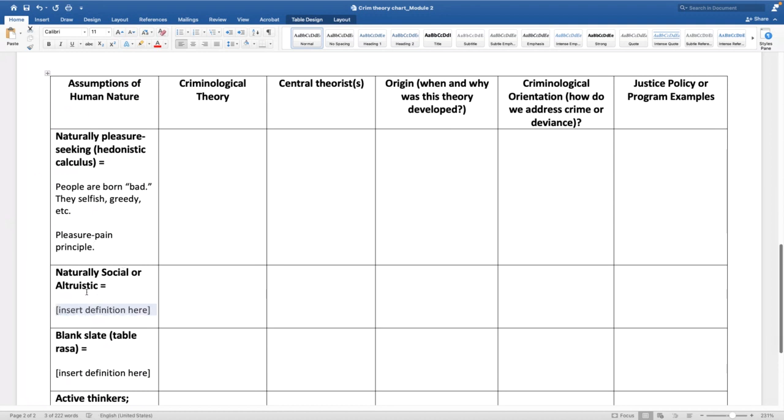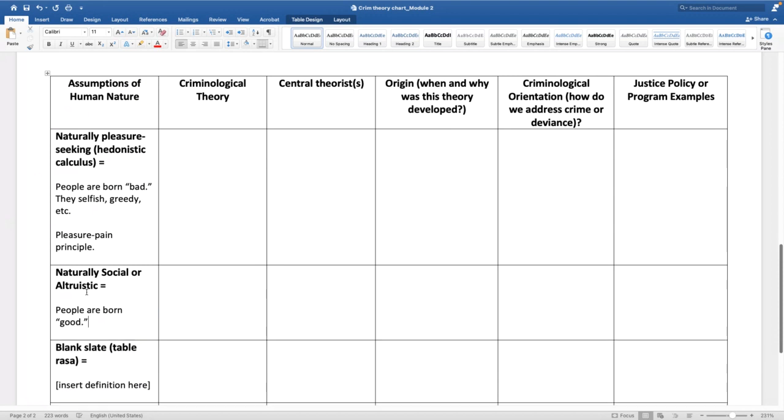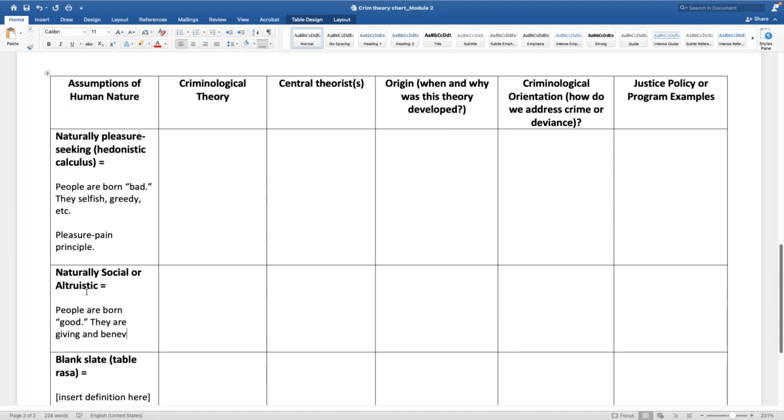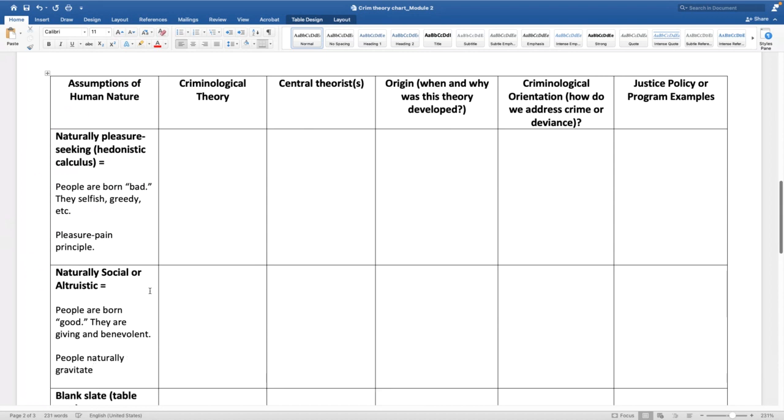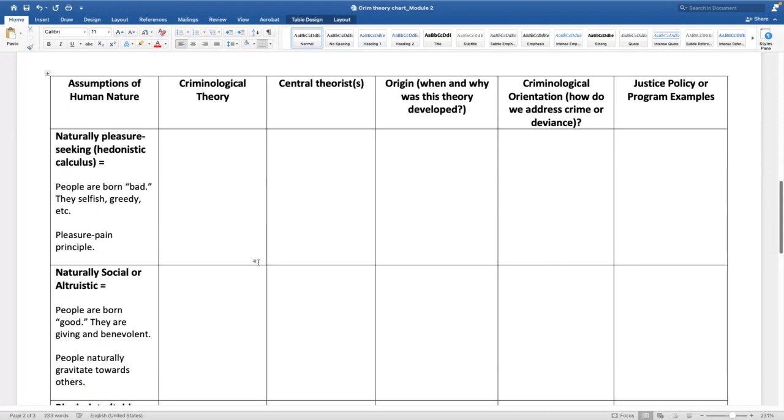I'm just going to focus on altruism. For this one, I'm just going to say people are born good. Okay, again, you can add more information. They are giving and benevolent. Okay. And for social, you can say that people naturally gravitate towards others. Okay.